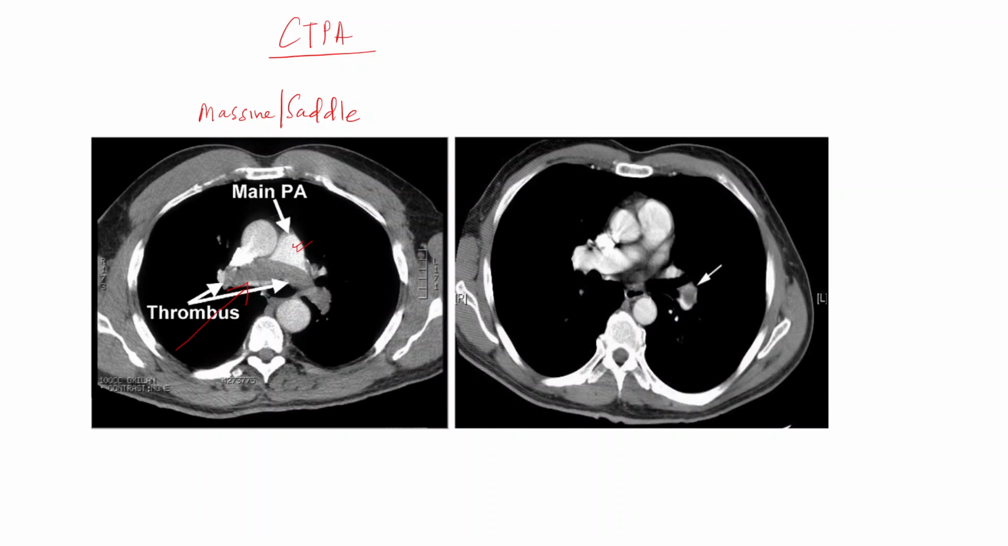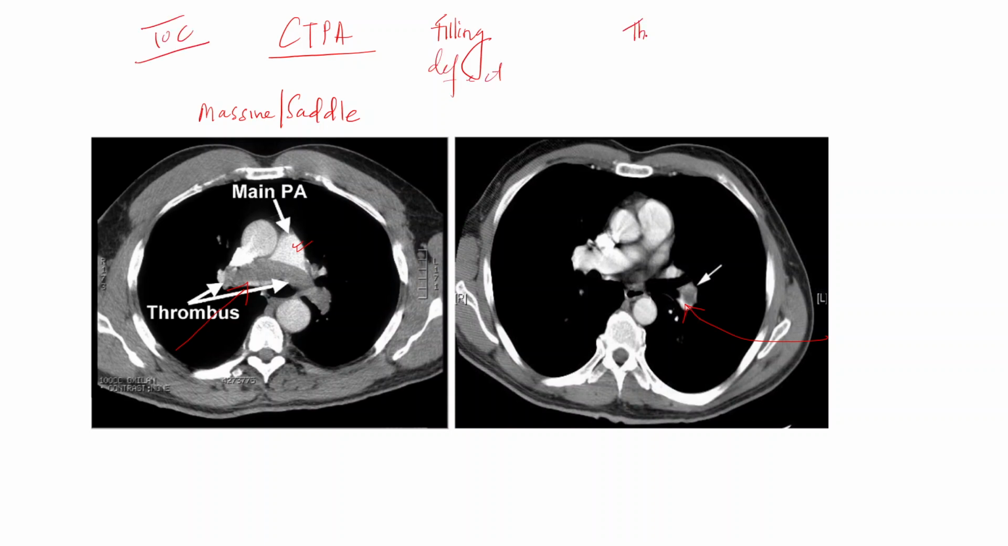But in the second case, it is a peripheral thrombus, or a thrombus in the branch of the pulmonary artery. So you will get a filling defect, and this is the investigation of choice also.